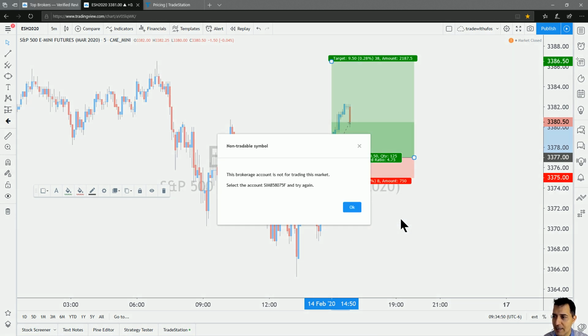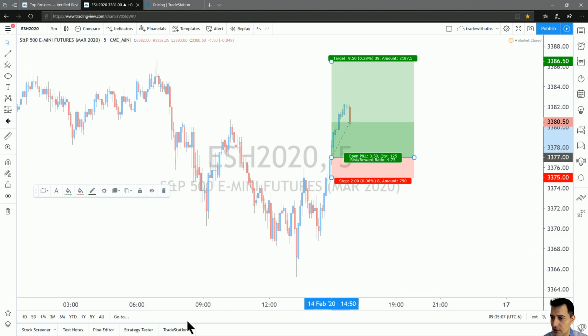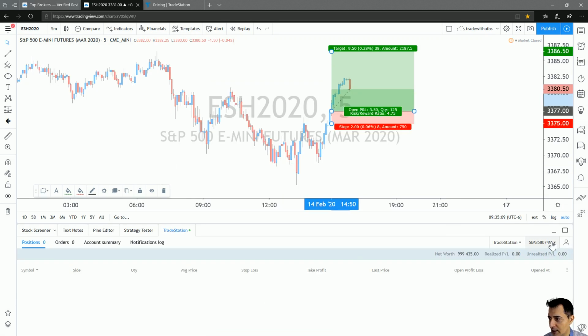If I click create an order, I'm connected to the simulated account, and the one I connected below earlier was the stock account. This is futures, so that's why it says non-tradable symbol. So we need to go into TradeStation. Let me show you. I will come into TradeStation, and instead of using this account, I will select the futures one. Now I am connected with the futures account.